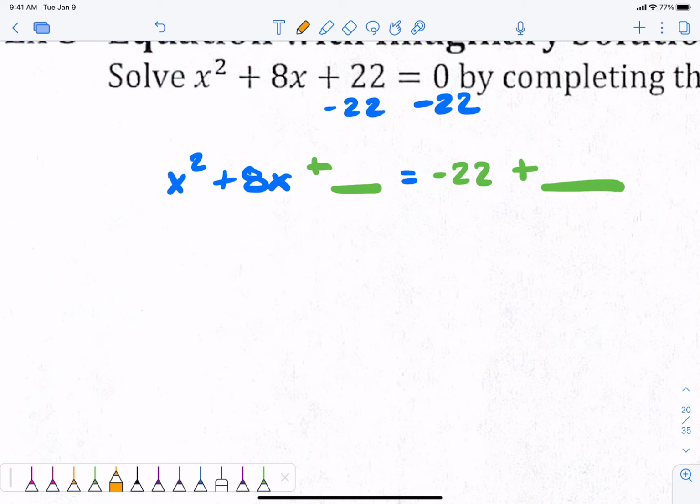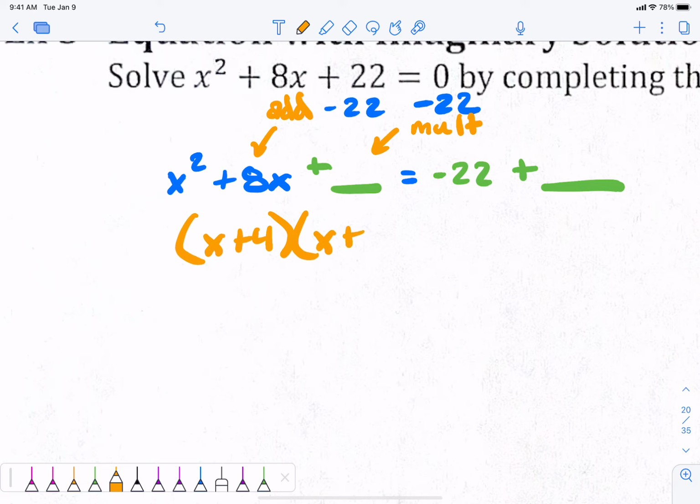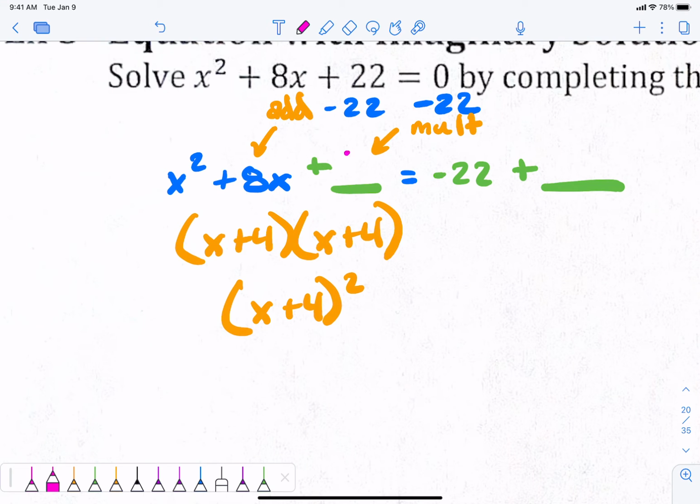Okay, so we do that. And then I have to find the C, right? I don't know what C is, but I do know that it has to multiply to get that number, and I have to add to get 8, right? So 8 could be 1 and 7 or 2 and 6, but I want two 4s, the same number. So I have to have x plus 4 and x plus 4 so that I can write it as x plus 4 squared. And then somebody said 16. That's what I'm adding to both sides, right? Add 16, add 16. Equals negative 6.